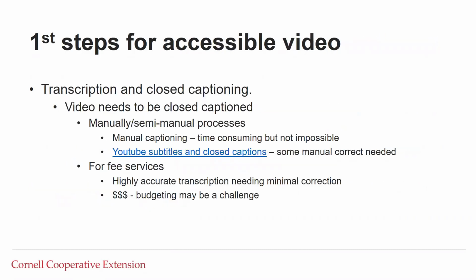First steps for accessible video: transcription and closed captioning. It needs to be closed captioned. You could theoretically manually close caption your videos, but that's going to take a lot of time. So if you have a lot of free time on your hands, you can open up the video in YouTube and it will let you caption it as you go. I don't recommend that unless you have nothing else to do in your life.